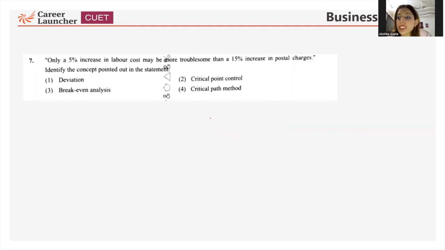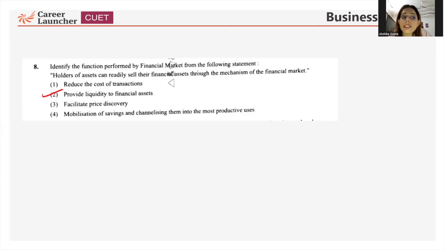Only a 5% rise in the labor cost may be more troublesome than a 15% increase. Again, the example is quoted from NCERT, and we also have discussed it. Like we were discussing that one thing, that is critical point control, where you have to focus on the key result areas rather than controlling everything. So the answer here is what? Critical point control.